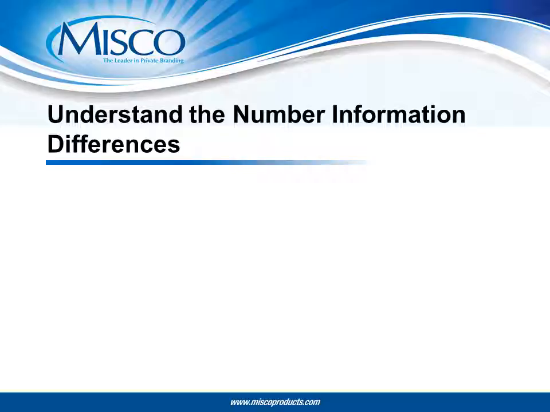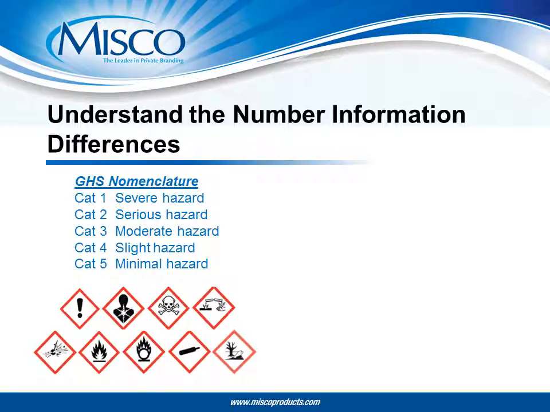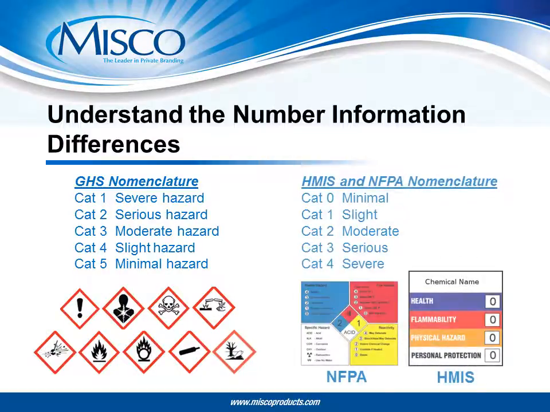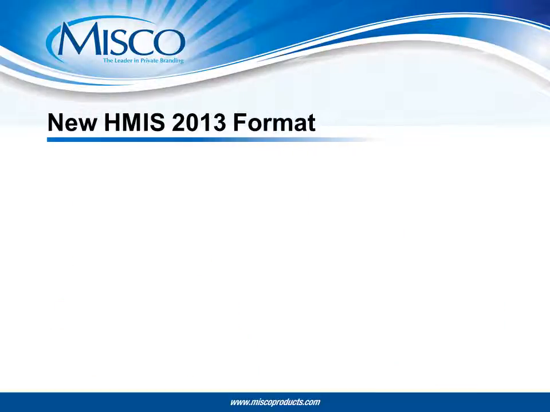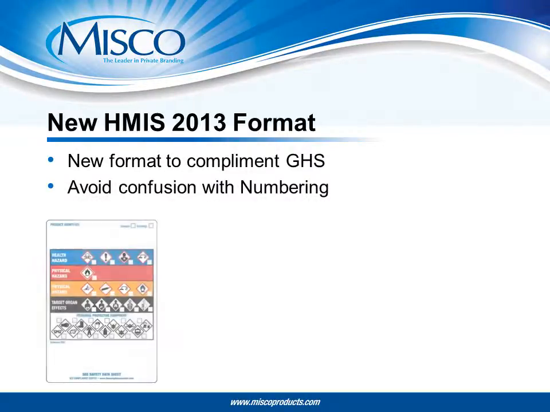Understanding the number information differences. The GHS nomenclature is that a Category 1 is a severe hazard, where a Category 5 is a minimal hazard. Under the HMIS and NFPA nomenclature, a Category 0 is minimal, where a Category 4 is a severe hazard. Recently, the HMIS has developed a new format. The new format is GHS compliant and avoids confusion with numbering.